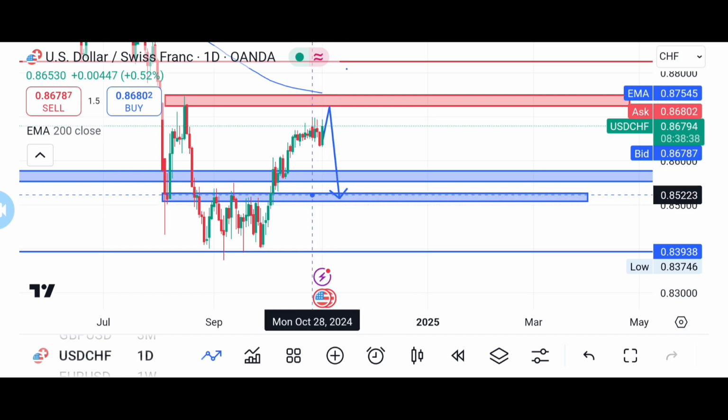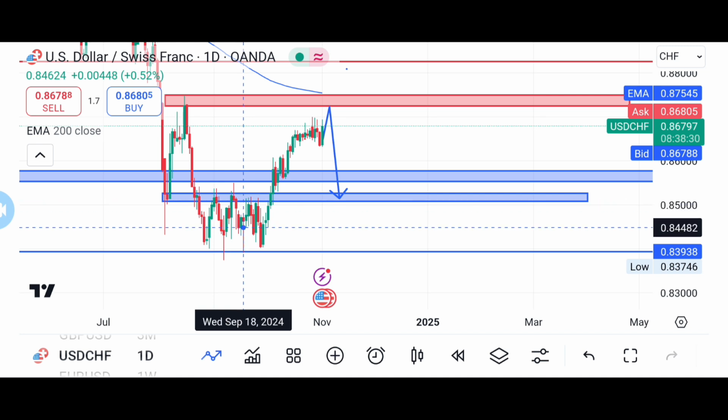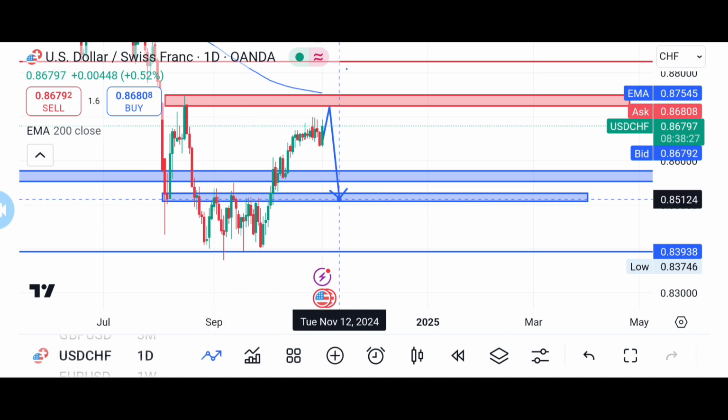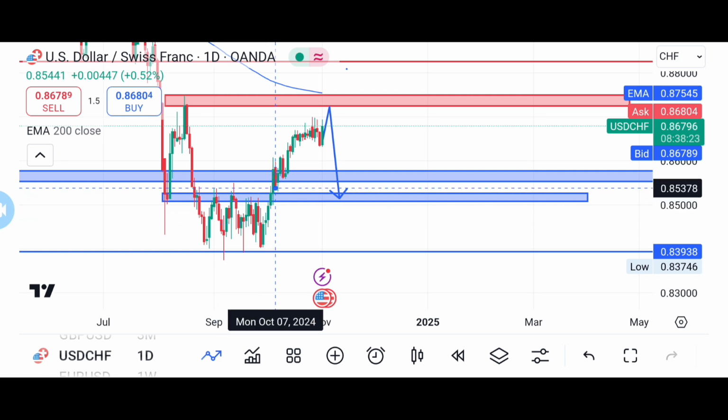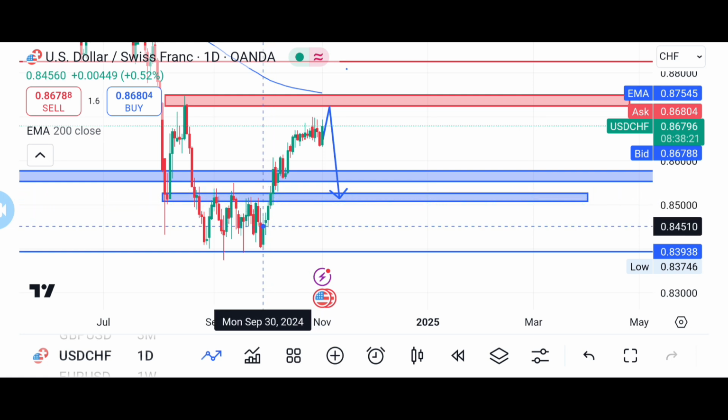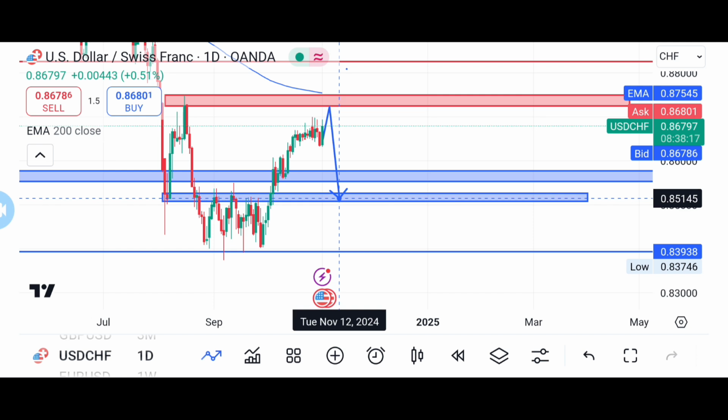Why? Because I'm expecting this zone to push the market upward. It will act as a right shoulder, left shoulder, and now we shall have our left shoulder. And if you can see, there is a gap here that must be filled. Okay, that is scenario number 1.